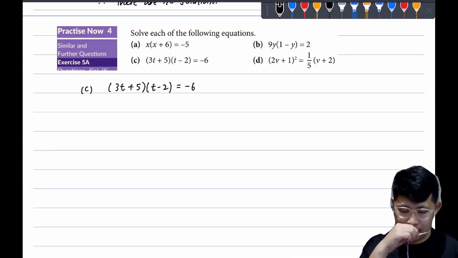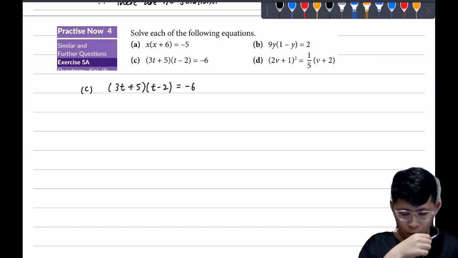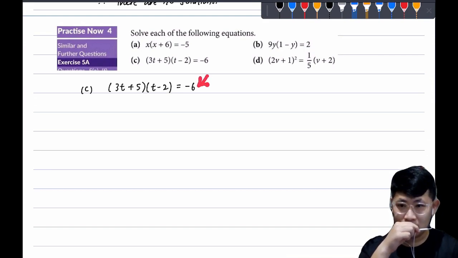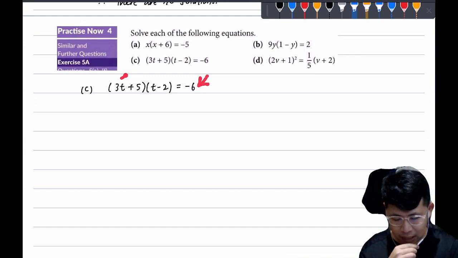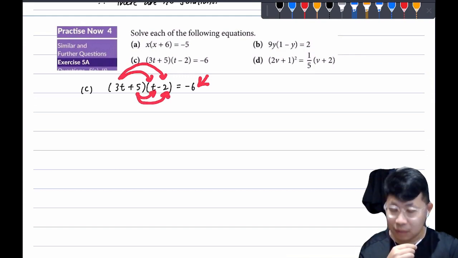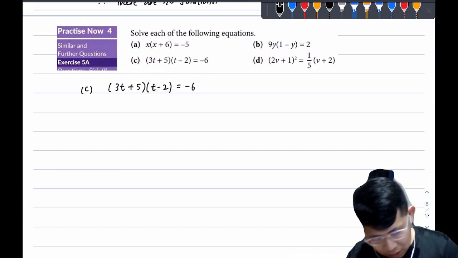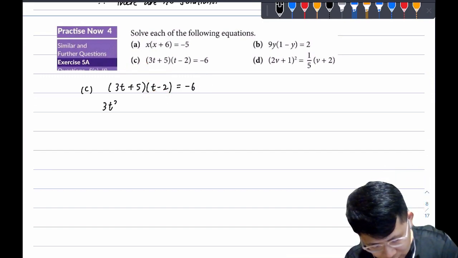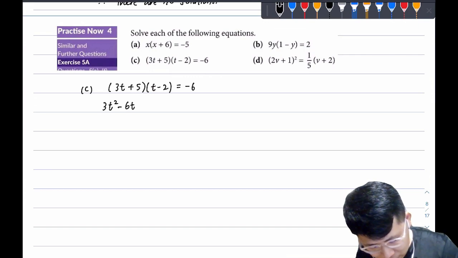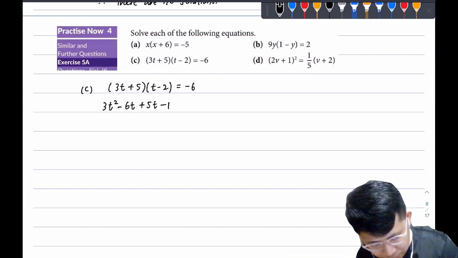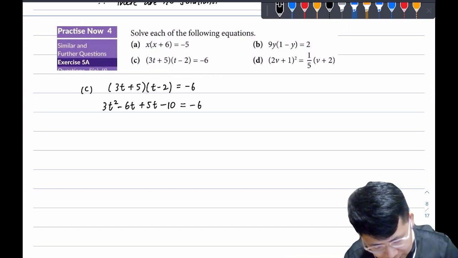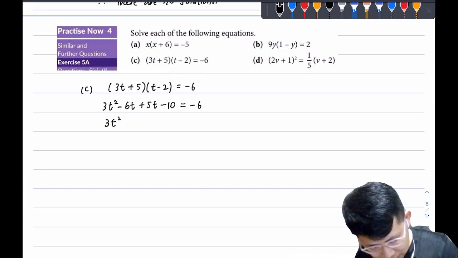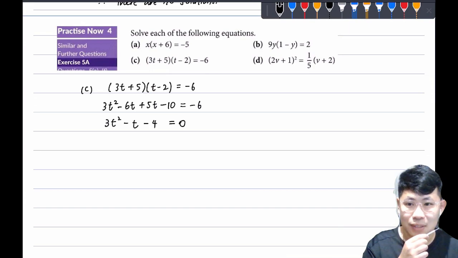Alright, for C, same thing over here. We need to clear one side of the equation to make it 0. For C, we'll need to expand. When we expand, it will be like a double rainbow. We distribute the 3t first, so 3t squared minus 6t, and we distribute the 5 to get negative 6. Let's combine everything together: minus t and a minus 4 over here. So we have something like this.